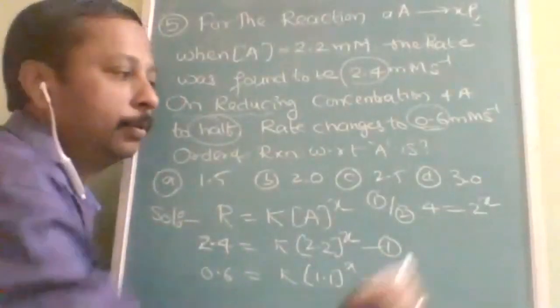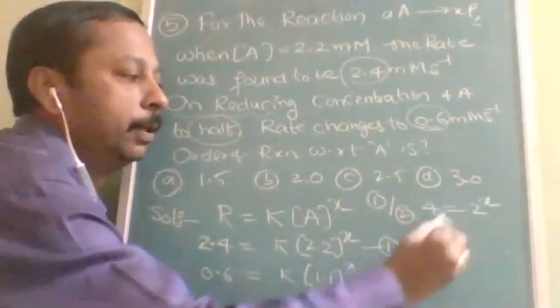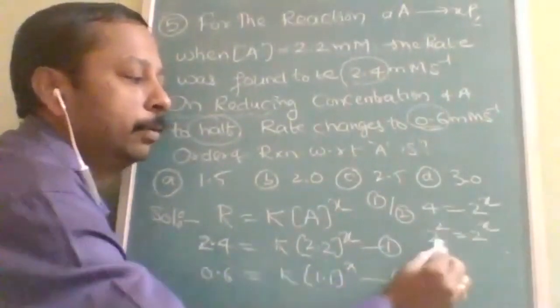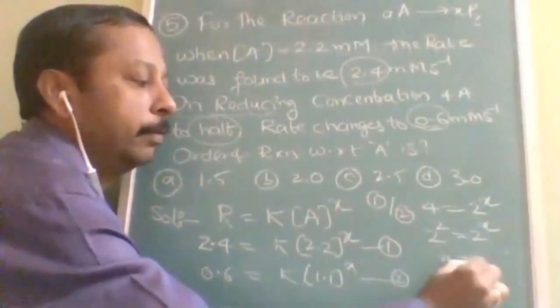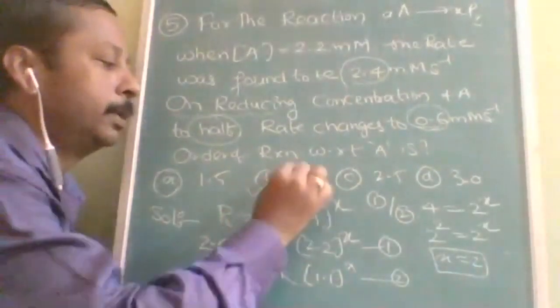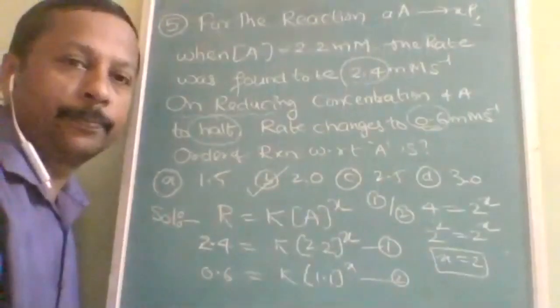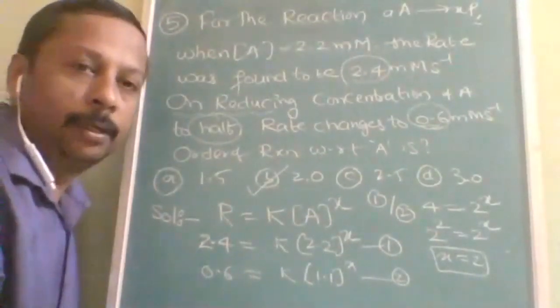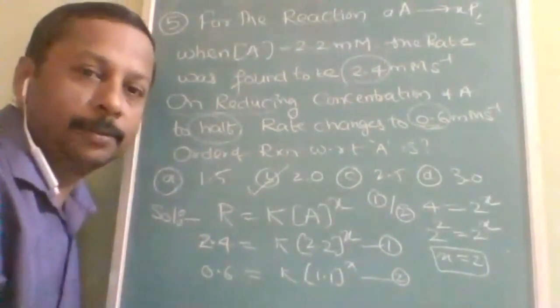But the problem is that here it is not in the power of terms, so I will write it like this. Is it understood? When bases are same, powers will be same. So x is equal to 2. That means it is a second order reaction. Is it understood? So this is all about the fifth question. You have learned something new or not?